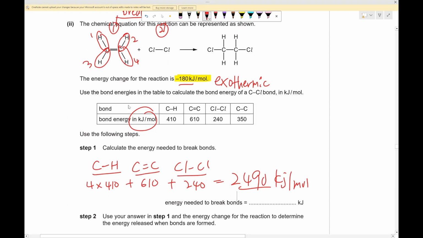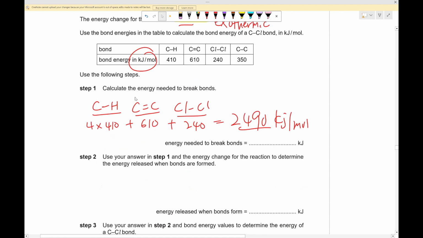So this one is easy, but a lot of students make a careless mistake here. They didn't calculate 4 times 410. So this one you must remember, we have four carbon and hydrogen bonds here. 1, 2, 3, 4. If you don't know, you can circle it so that you can identify it. It is 4.